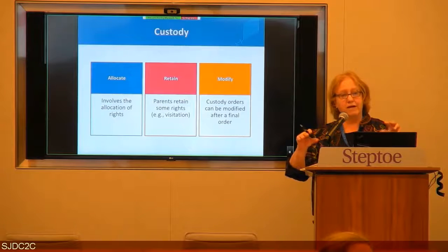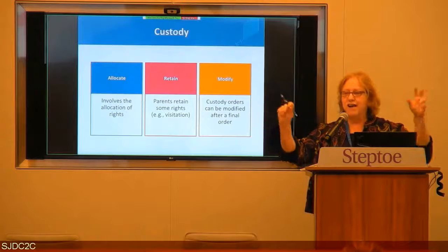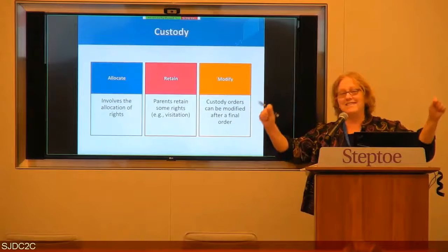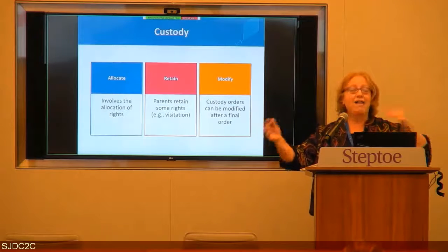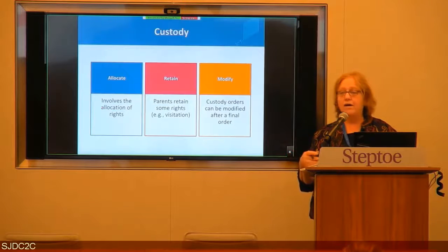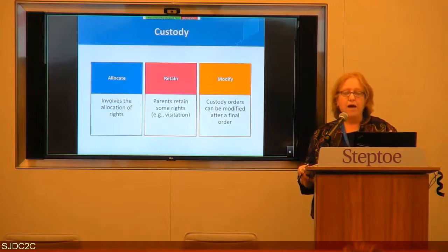And you can divide the bundle up into two big sub-bundles, legal and physical, but you can divide it up into individual sticks and twigs if you want. You don't have to, but you can. So you're allocating custodial rights. When a judge makes an order, a judge is allocating those rights between and among the litigants, among the parties.